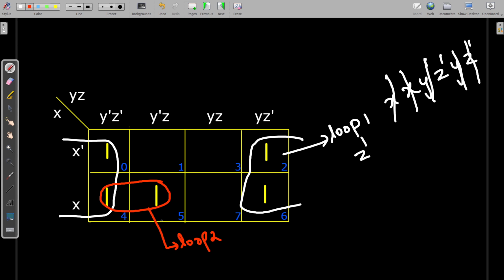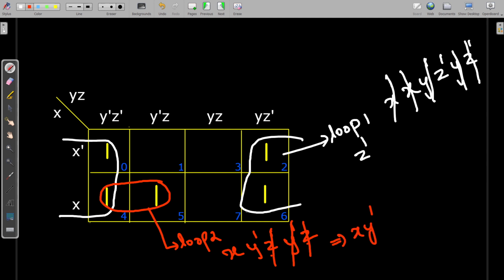Then we check loop 2. Row wise, the fourth and fifth cells cover x, so we include x. Then column wise, the fourth cell covers y dash z dash, so we include it. The fifth cell is covered by the variables y dash z, so we write y dash z. Now we look for the change in variable values. z dash and z change, and y dash comes two times, so we remove one term. So the expression for this is x y dash.